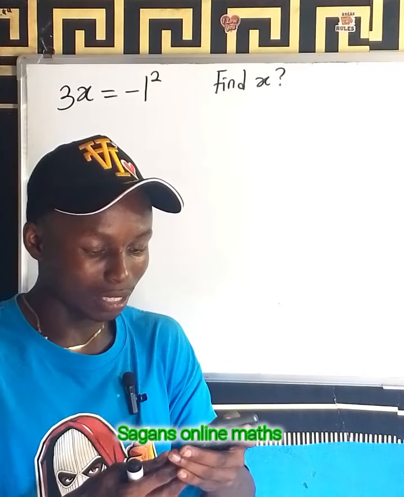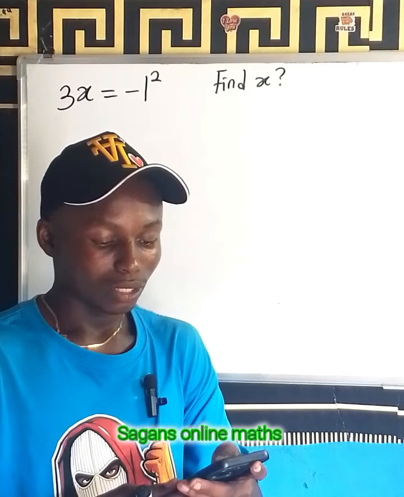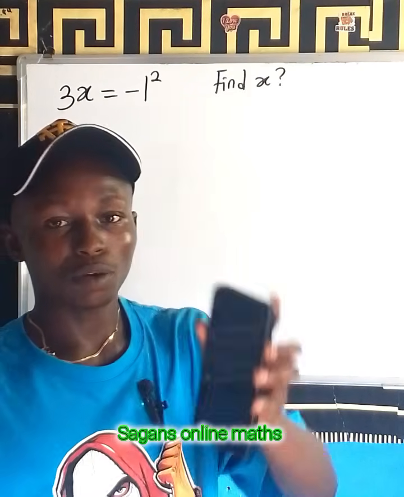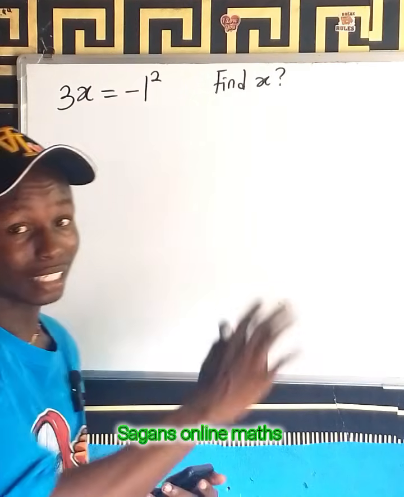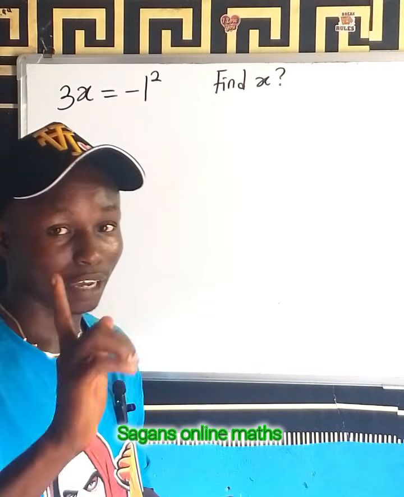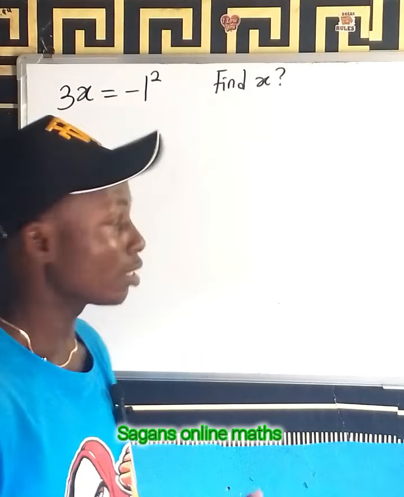Some people say the answer is 1 over 3. You can see this comment here, 1 over 3. So I'm here to clear the doubts so everybody will learn, because when I'm telling you to be careful, you have to be very careful. It's simple, but if you're not careful, you make mistakes.